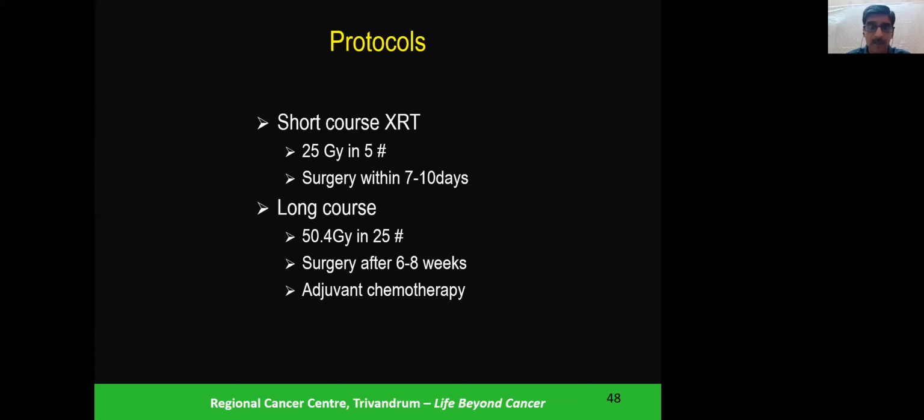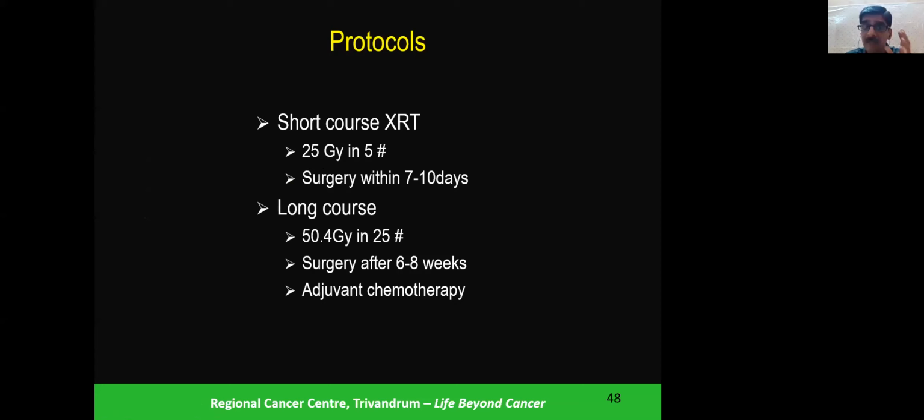Short course RT is 25 gray in 5 fractions. So it starts on a Monday, Tuesday, Wednesday, Thursday, Friday. The radiation is over. You take up the patient for surgery the next week, that is within 7 to 10 days. So the entire treatment gets over within 10 to 15 days. That is the biggest advantage of short course RT.